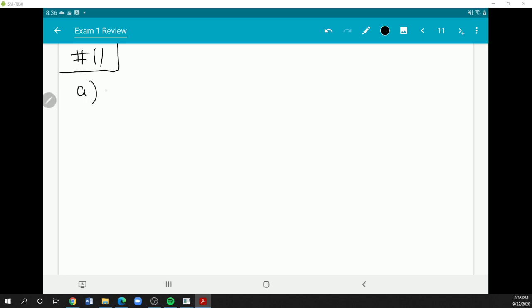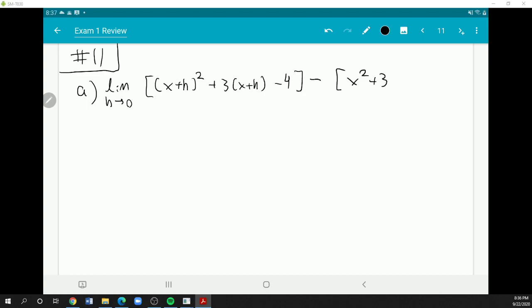So A, we have limit as h goes to 0 of (x plus h) squared plus 3(x plus h) minus 4, minus (x squared plus 3x minus 4), over h. So polynomials are the most reasonable. As long as you FOIL correctly, you're going to be in good shape.